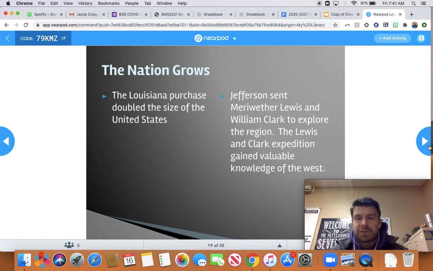At this time, Jefferson decides he's going to explore this territory because we don't know a whole lot about what is out there. We need to send some cartographers, map makers. We need to send some explorers out west to find what kind of animals, geography that they would find. So they're going to send Meriwether Lewis and William Clark to explore the region.